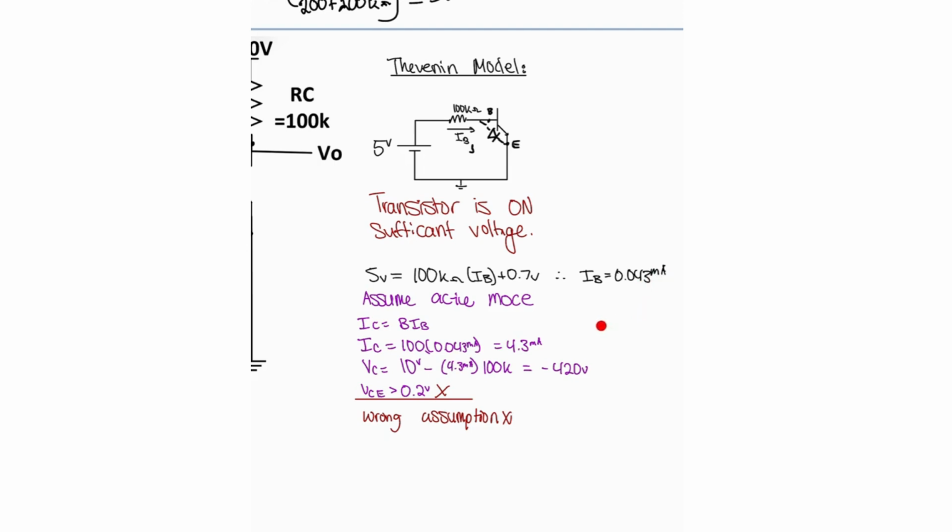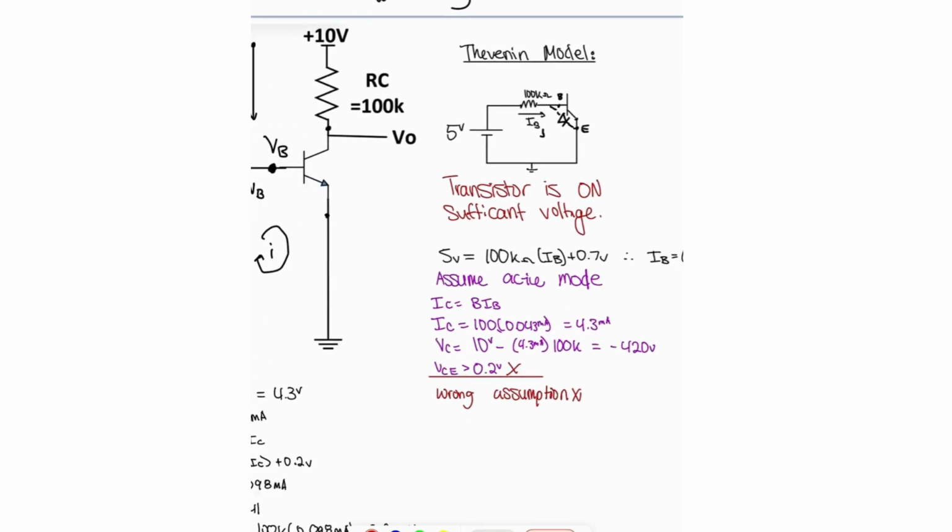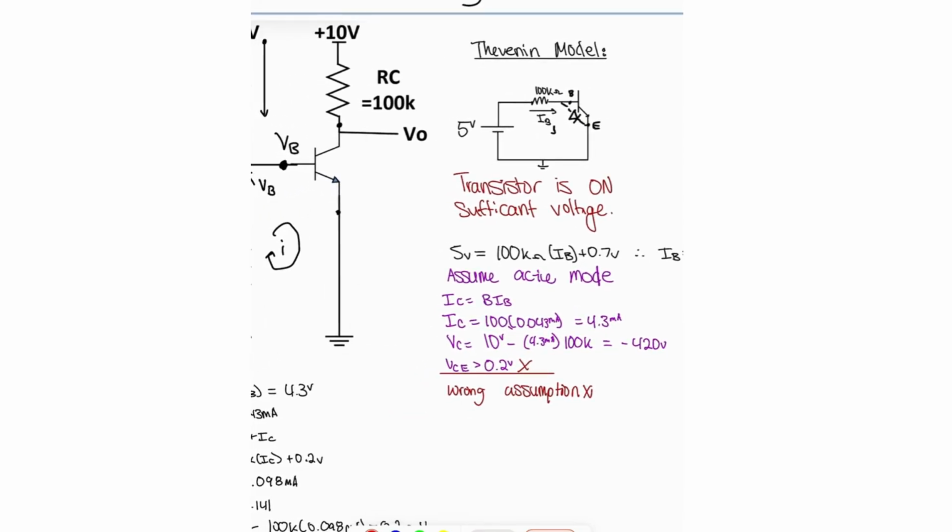Once we do this, what else do we know? We really don't know anything else besides the fact that we know IB, but we can't figure out VB specifically here. We really can't figure out anything as of now.